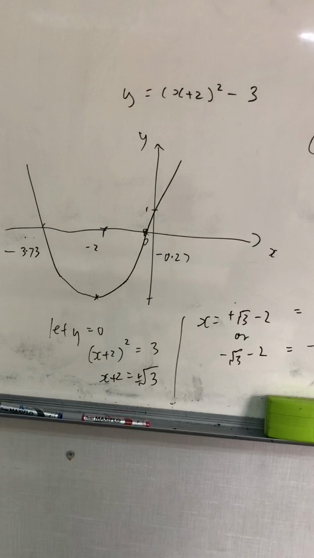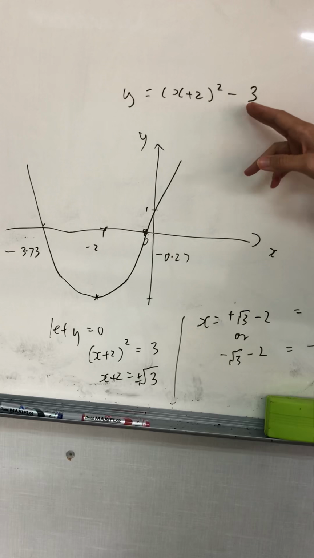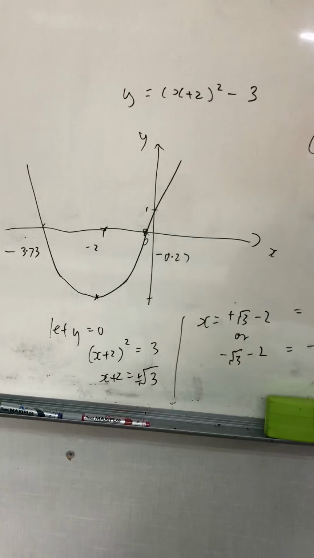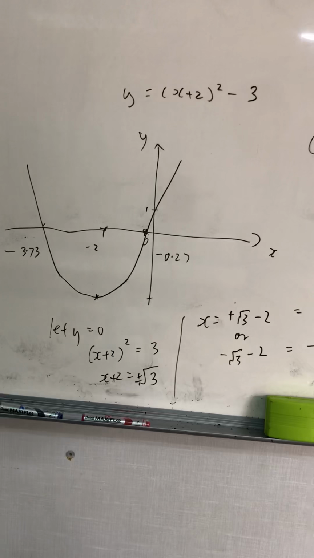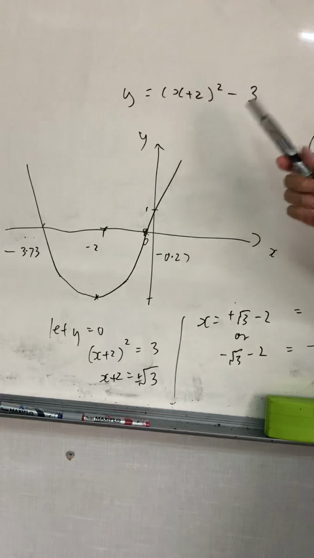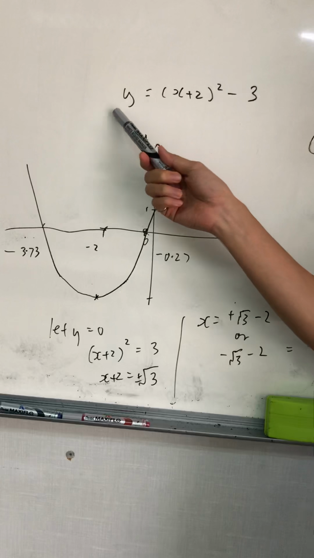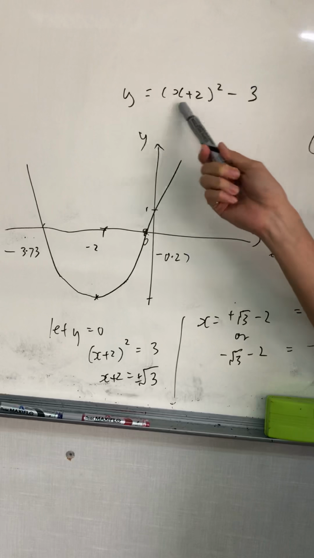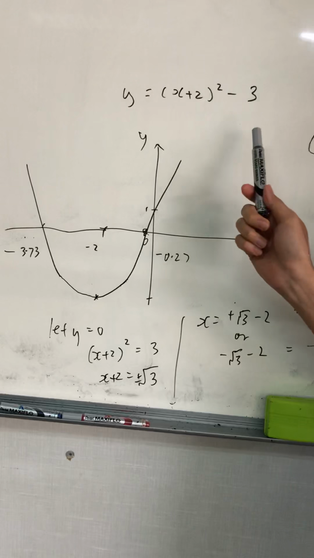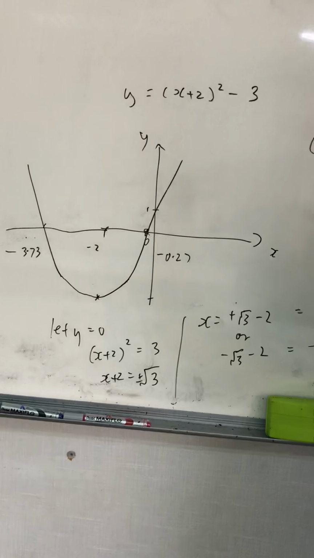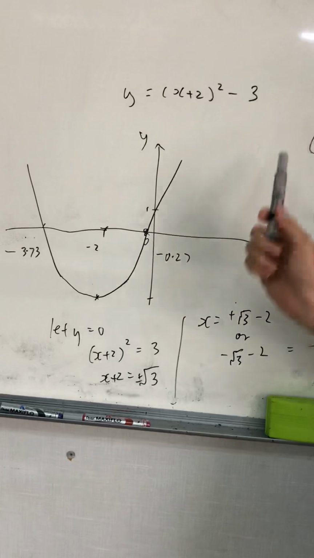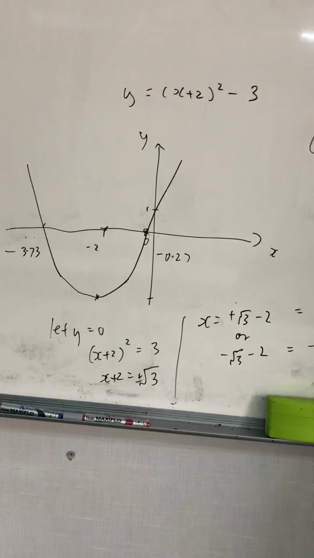Got it? Right? Do you want me to repeat again? Okay, let's repeat one more time. So this is completed square form. You know what's completed square form? You gotta do completed square to a quadratic equation. So you get a completed square form that looks like this. So how do you recognize that this is a completed square form? It always has a y equals to x plus 2 square minus or plus something. It's always a bracket, square, minus or plus the number. Okay. It's completed square form.